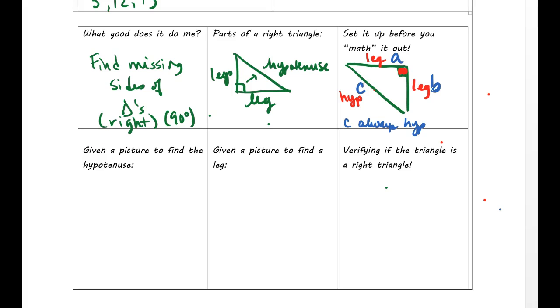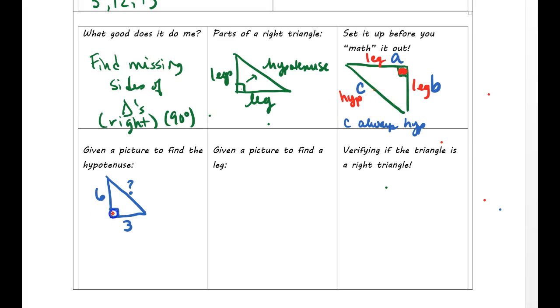So let's actually do an example. Given a picture, find the hypotenuse. So if somebody gives you something like this, and they give you that maybe that's 6 and that's 3, and then they put a big fat question mark there on the hypotenuse, we have to be able to use our formula to do this problem. So before we start, let's do what I said right back here, and let's label everybody.